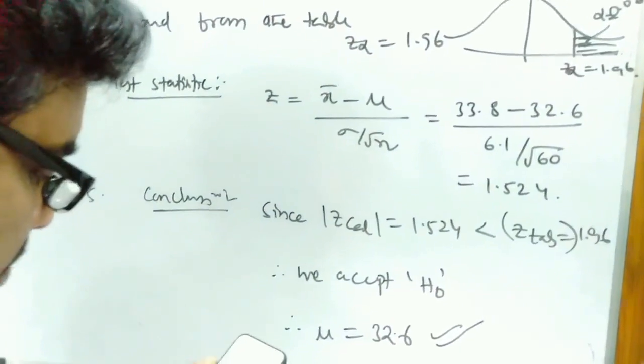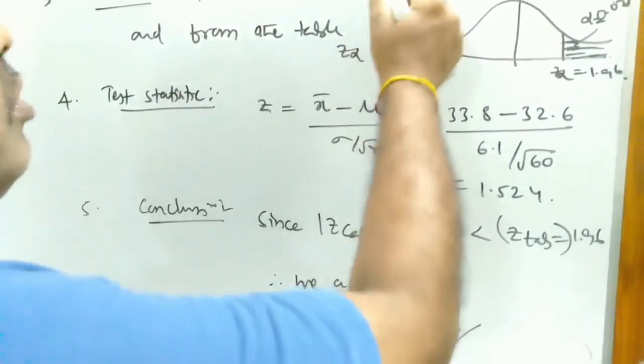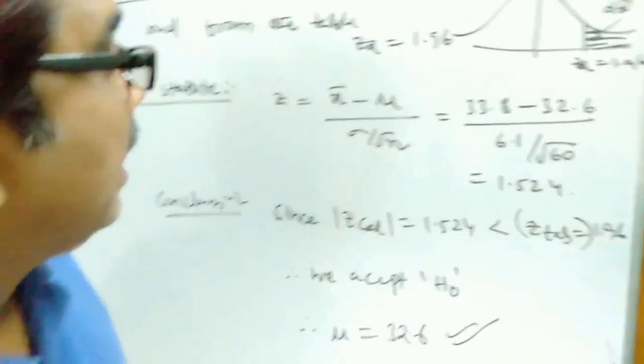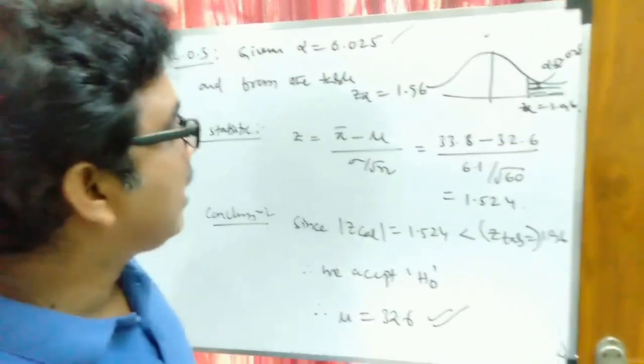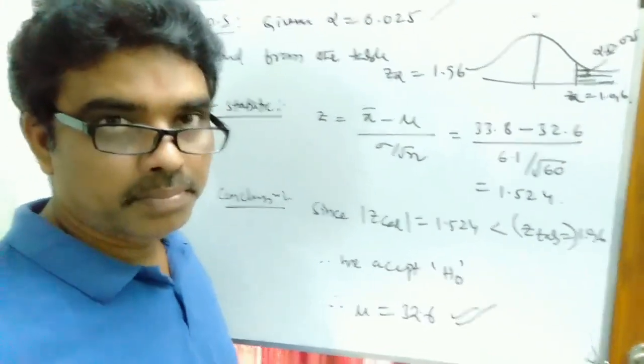So we accept the mu value, the level of significance alpha is equal to 0.025 against the alternative hypothesis mu greater than 32.6. There ends the problem.